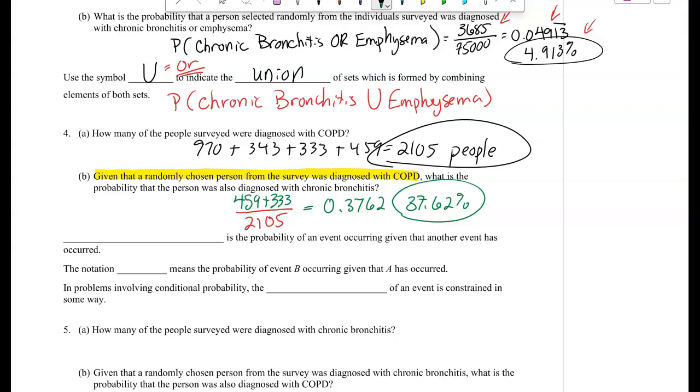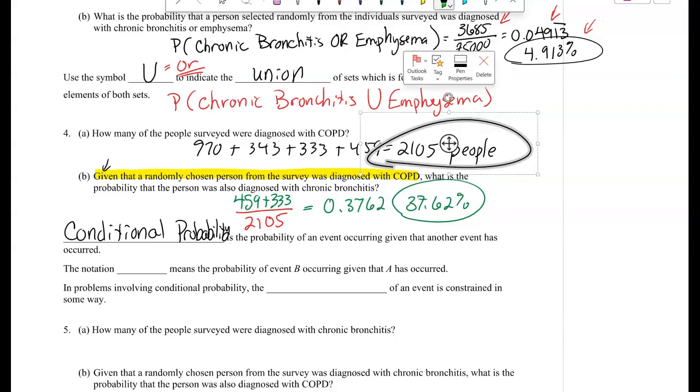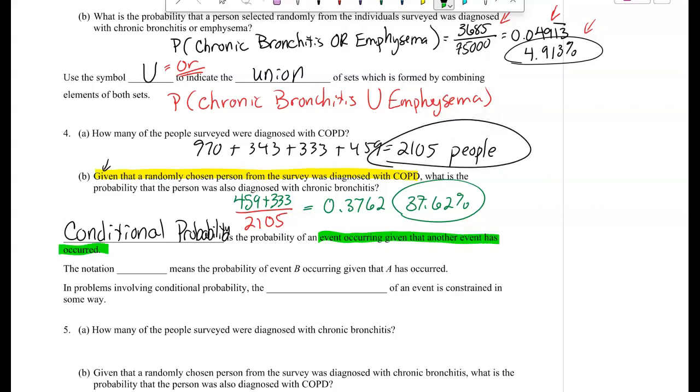That is a special type of probability that is called conditional probability. I give you a condition. The condition is always signaled with the word given, okay? So the conditional probability is the probability of an event occurring given that another event has already happened. So, what is the notation for this?